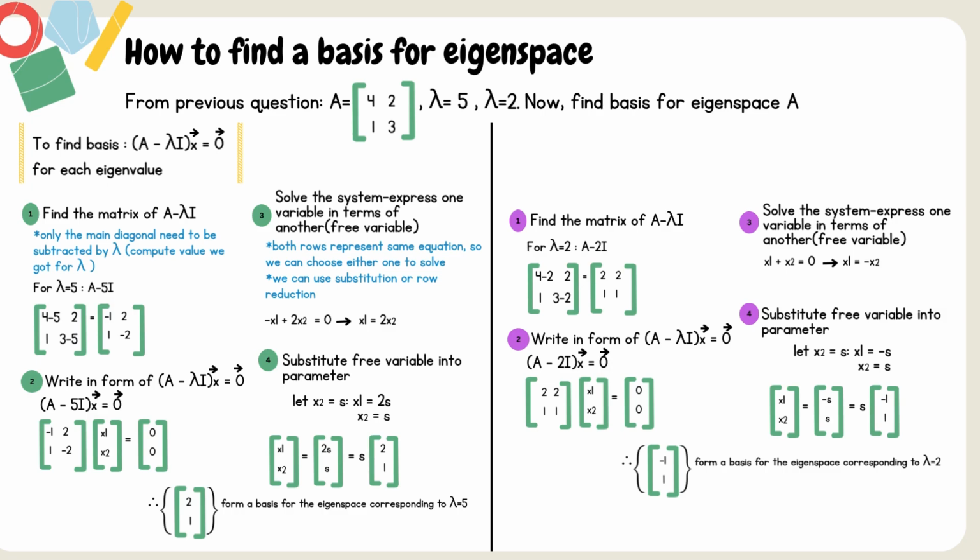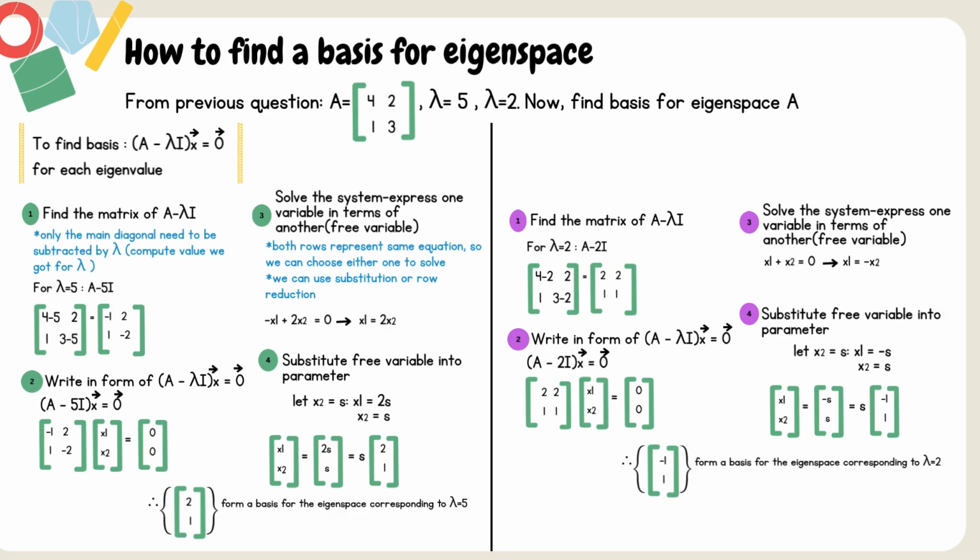Next, we repeat the steps for the other eigenvalue, which is lambda equals 2. For the first step, find the matrix of A minus lambda I. We get the matrix 2, 2, 1, 1. Step 2, write in the form of A minus lambda I times vector x equals 0 vector. So the matrix equation becomes 2, 2, 1, 1 times x1, x2 equals 0, 0. Step 3, solve the system by expressing one variable in terms of another.